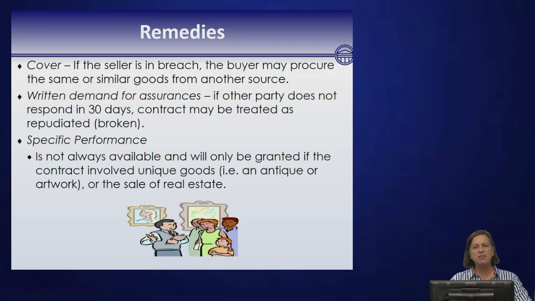And then finally, guaranteed to be on the final exam is specific performance. This remedy is where the other person is forced to go through with their contract. It is not always available, and it will only be granted if the contract involves something that's considered to be unique. You know that land contracts are always unique. Unique goods could be an antique, artwork, or something perhaps of special sentimental value.